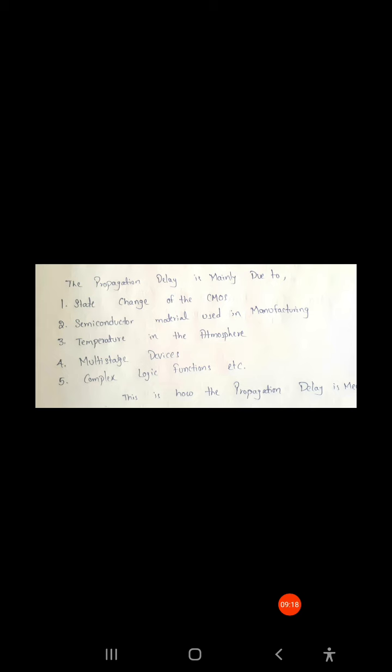The fourth one is multi-stage devices, since while designing CMOS logic circuits we use multi-stage circuits as well as multi-stage devices. The next one is complex logic functions. All these parameters contribute to the propagation delay. Propagation delay is defined as the amount of time it takes for a change in input signal to produce a change in output signal.